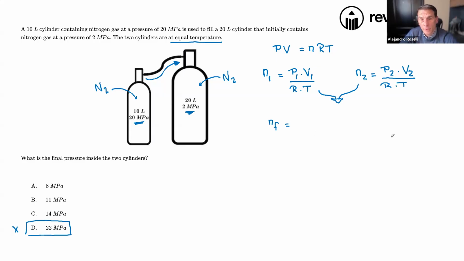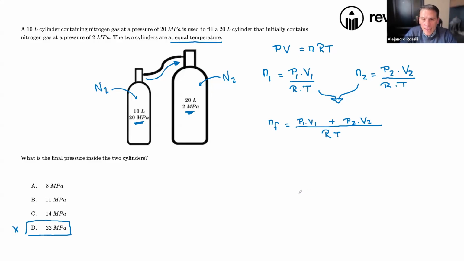They have a common denominator, R times T. So we must just add them this way. The total number of moles will be P1 times V1 plus P2 times V2, all divided by RT. And that's it.